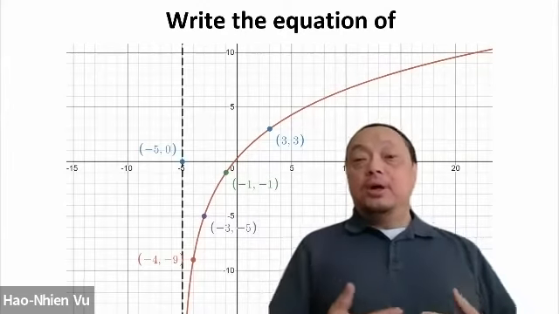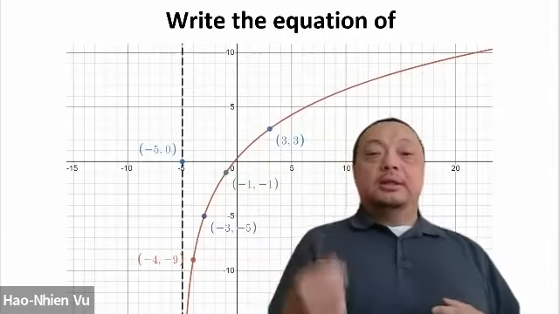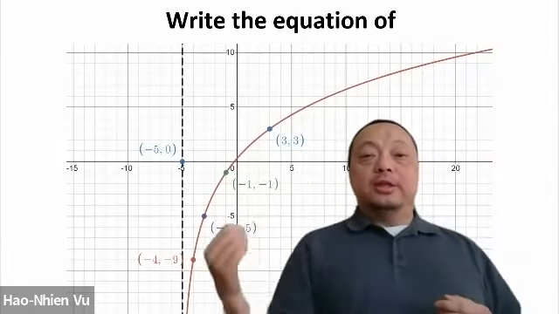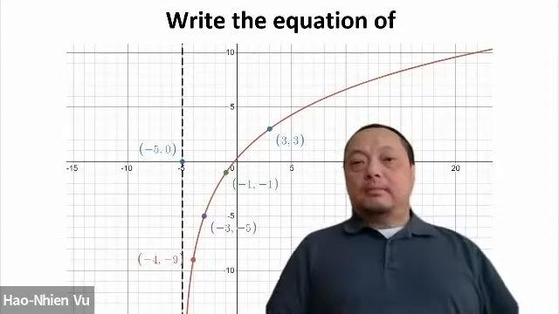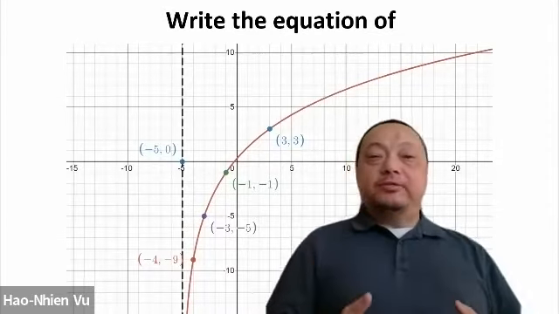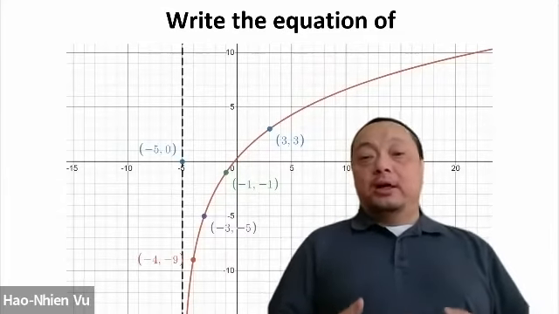Hi, in this video, I'll be solving this problem of writing the equation of this curve, given the 4 points, given the shape, and that it has a vertical asymptote right there. The question doesn't say what kind of graph this is, but it came from a section of a book having to do with exponential and logarithmic functions.